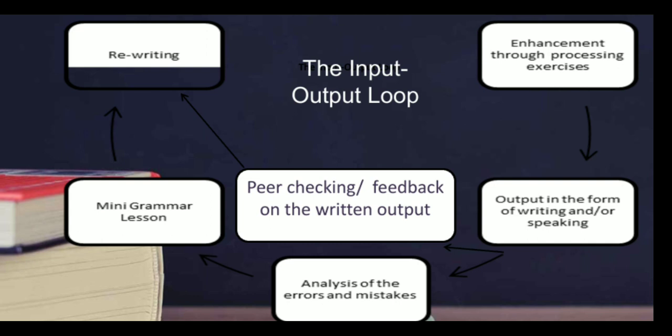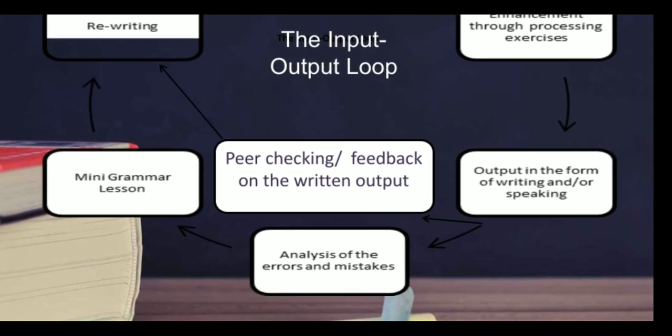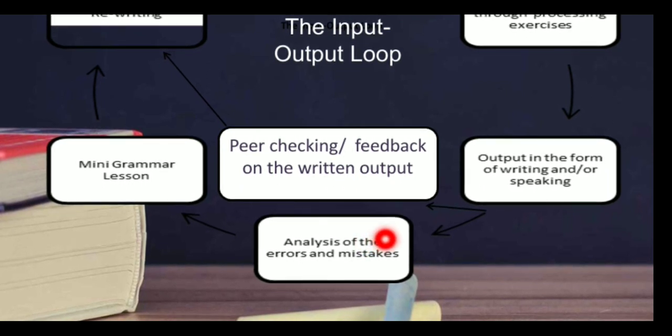So, language input is given through reading and listening. With that text, a lot of processing exercises should be done. Then output should be ensured through writing or speaking, and when the children provide the output, two things can happen. The teacher should note down all the errors and mistakes, plus the peers should check and give feedback on the written output.